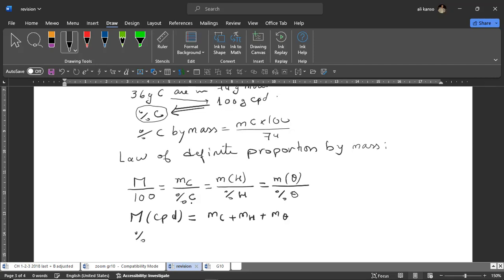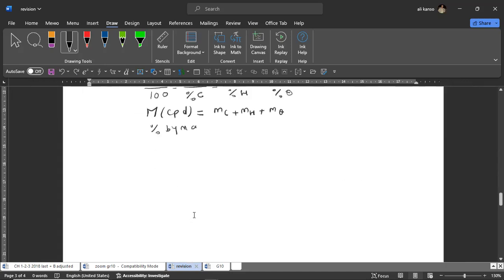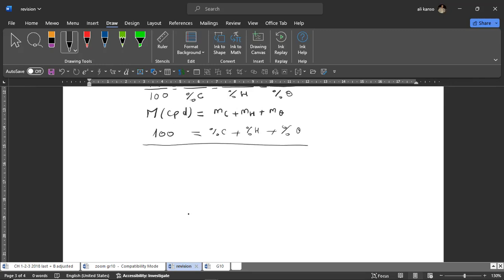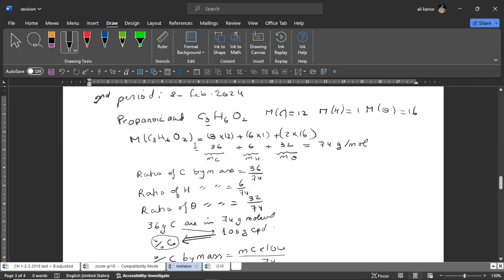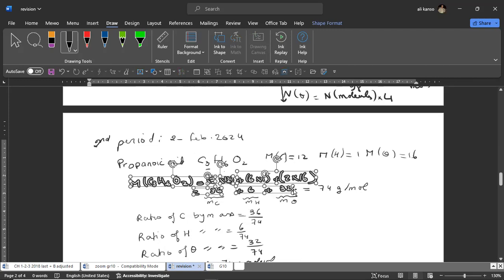And we have also percentage by mass: 100 is equal to percentage of carbon plus percentage of hydrogen plus percentage of oxygen.